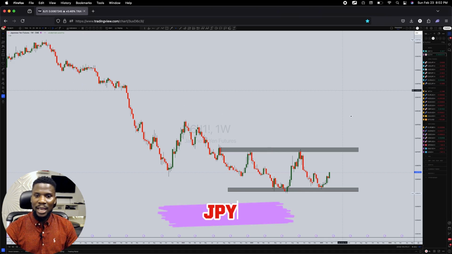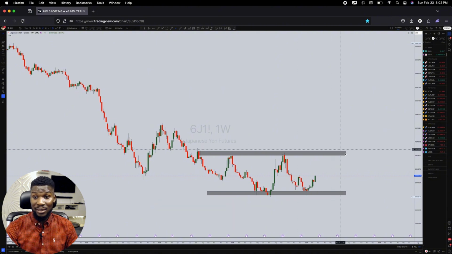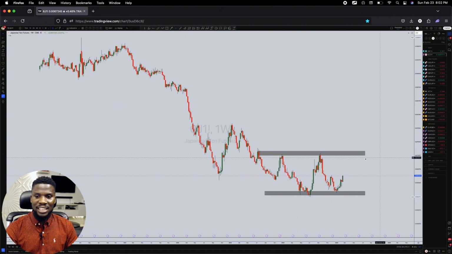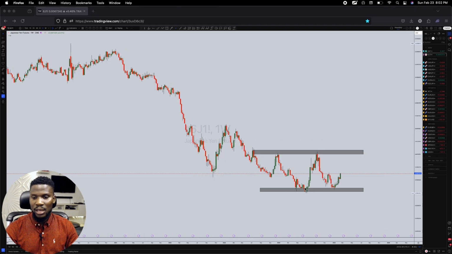First of all, we have the Japanese yen futures right here. This is just the Japanese yen currency itself. You can see it was ranging for a while before we saw this nice and decent rejection at this demand zone right here. So it seems to be finding its way back to the upside gradually.